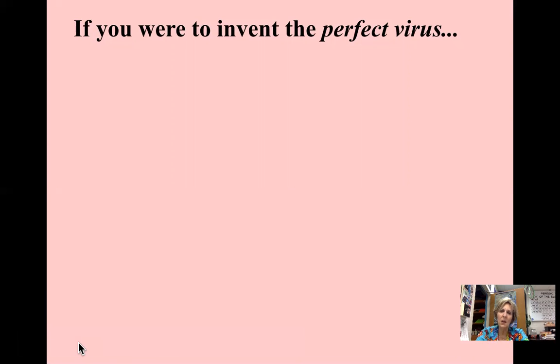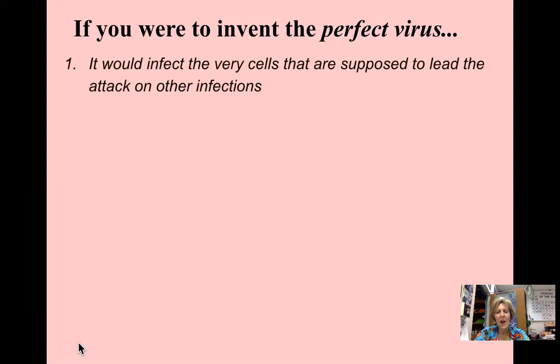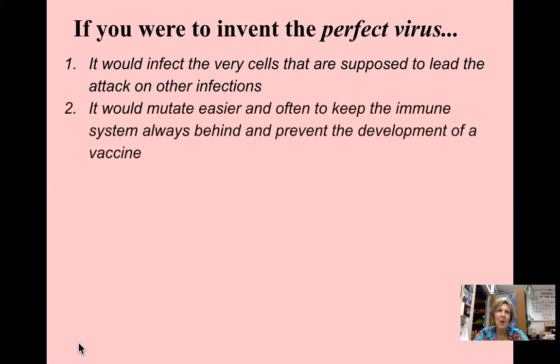So I want to talk a little bit about what would happen if you were to invent the perfect virus. If I was going to invent the perfect virus, I would make it infect the very cells that were supposed to lead an attack on other viruses. And I would make this virus mutate easily and often so that it would keep the immune system always a step behind and prevent the development of a vaccine.